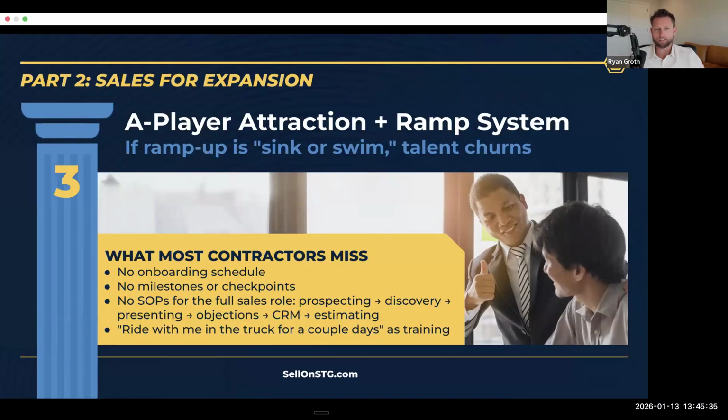Most contractors miss this. They don't have an onboarding schedule, no milestones, checkpoints, or demonstrable proof that they can do that thing. There's no SOPs for the full sales role. So from prospecting to discovery to presenting, objections, CRM, estimating, all the things that they need to do, there's not an SOP. It's learn from Bobby, who learned from Jimmy, who learned from me, who I didn't really teach very well anyway.